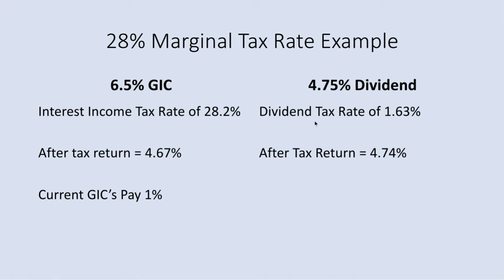And compare that to a 4.75 dividend, probably what Fortis is paying, a couple of our REITs are paying that. Your dividend rate's 1.6, your after-tax return's 4.7. It's much higher than a guaranteed investment certificate, but as we all know, current GICs are only paying 1%. It would take you 5 years in a GIC to get the return of 1 year dividend.